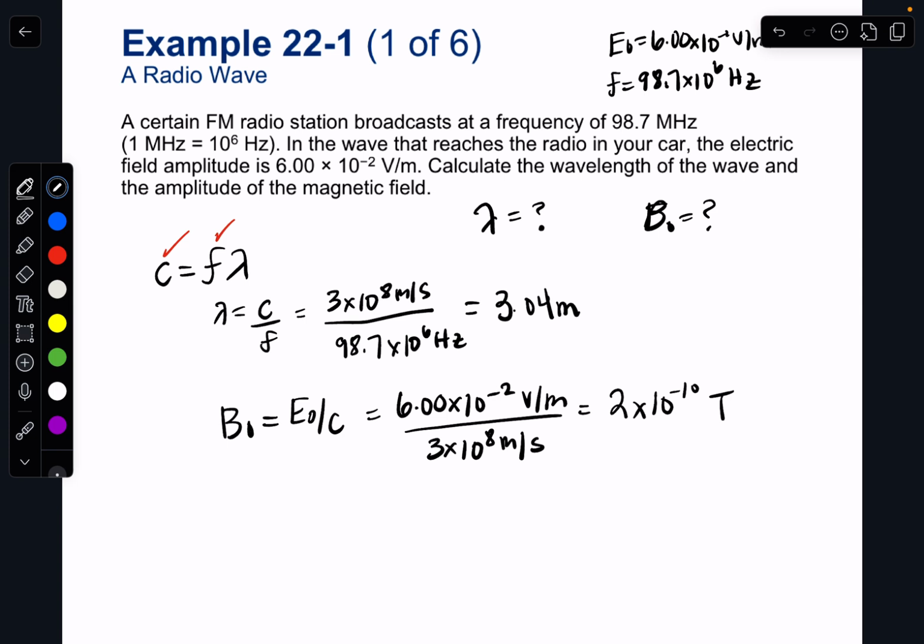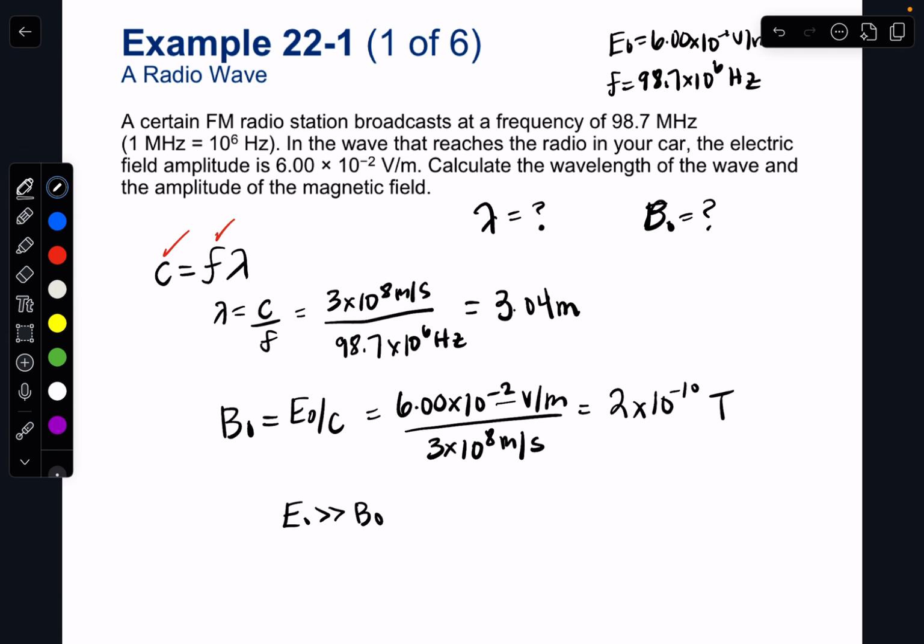This was a pretty straightforward example, but what I want to comment on is that this example is also illustrating the relative sizes of the fields. The E field will always be much bigger than the B field. The E field will always be much, much larger. Look, we have a 10 to the minus 2 versus a 10 to the minus 10. So the E field will always be much larger than the B field. That's always true.